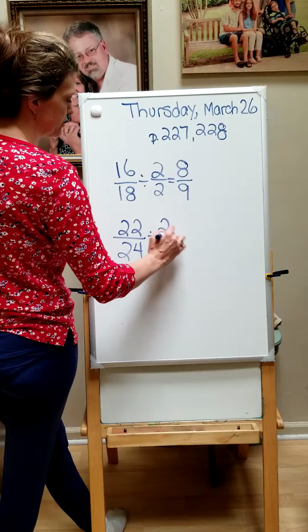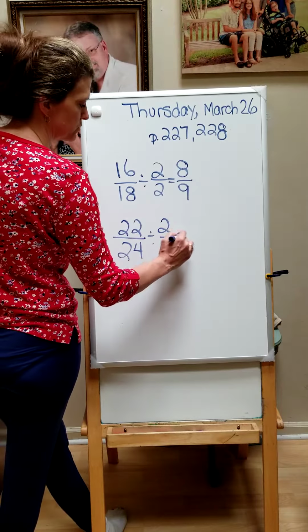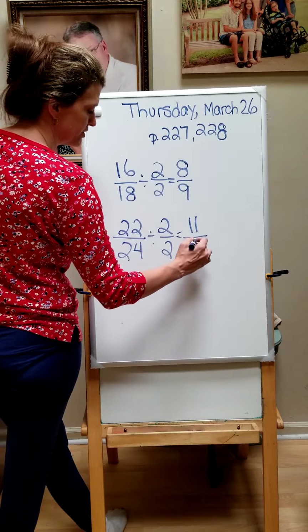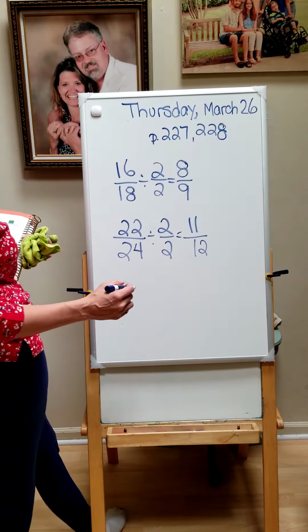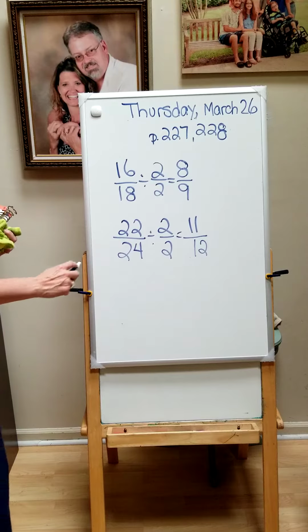The next one, also divided by 2 on top and 2 on bottom. 22/24 divided by 2 on top, 2 on bottom. 22 divided by 2 is what? 11. 24 divided by 2 is what? 12. Moving on to section 3.